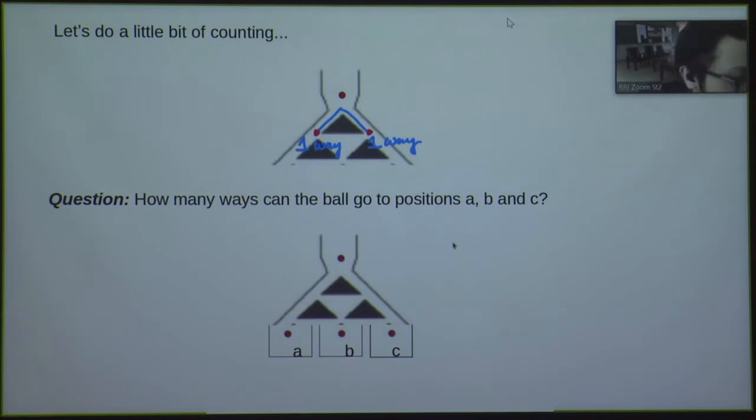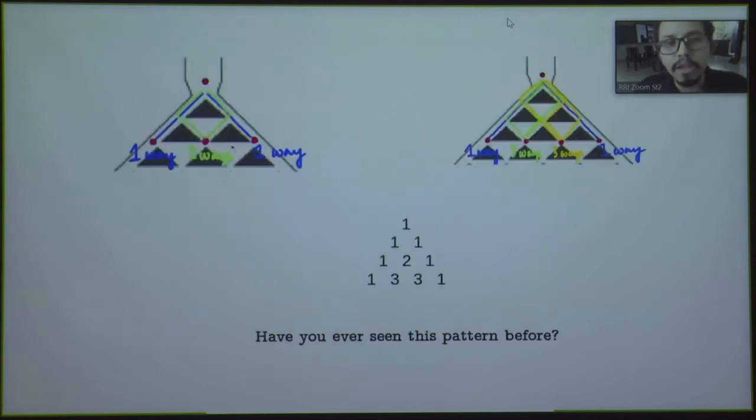Did somebody say two ways into B and one way to C? I heard correctly. Yes, you are correct. So it can go to A or C in only one way, and it can go to B in two ways: it can come from here or it can come from here.